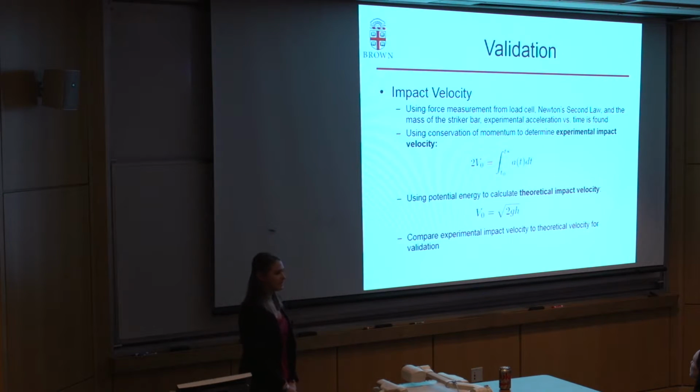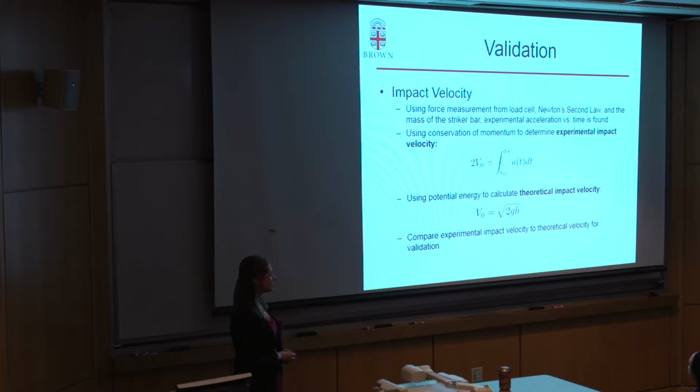Next, I wanted to validate the system by comparing the theoretical and experimental impact velocities. As mentioned, the load cell gave me force versus time data, and using Newton's second law and the mass of the striker bar, it was easy to convert this data to acceleration versus time. Then, using the conservation of momentum, I got this first equation here, which allows me to calculate the experimental impact velocity by integrating the curve from the beginning of the impact to the end of the impact. That was the acceleration curve that I integrated.